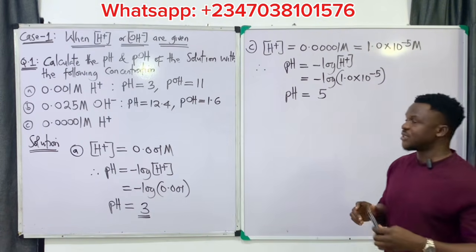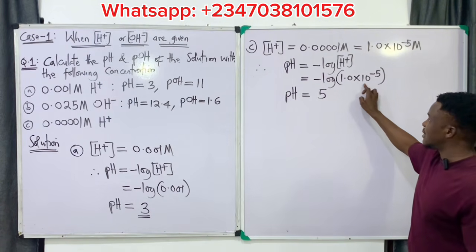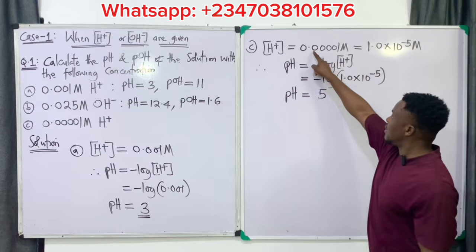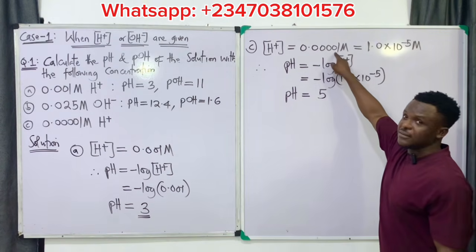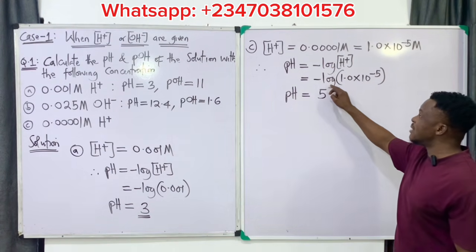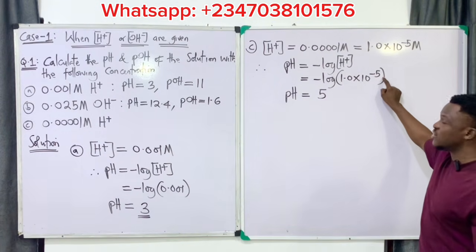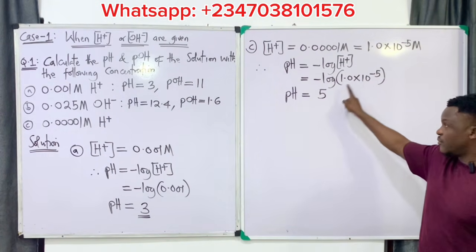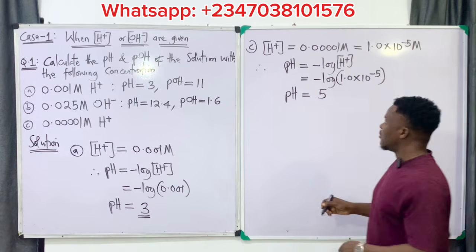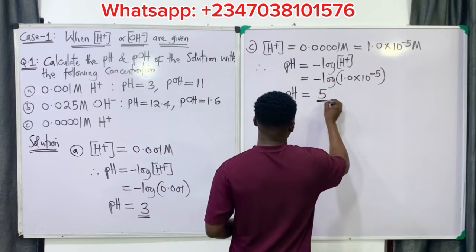Now let me tell you something. Without a calculator, I can get the answer for this. Anytime you have a value 0.00 ending with 1, once you take the negative log of that, whatever the exponent is becomes the answer. If you press your calculator, you confirm this. So we've gotten pH equal to 5.